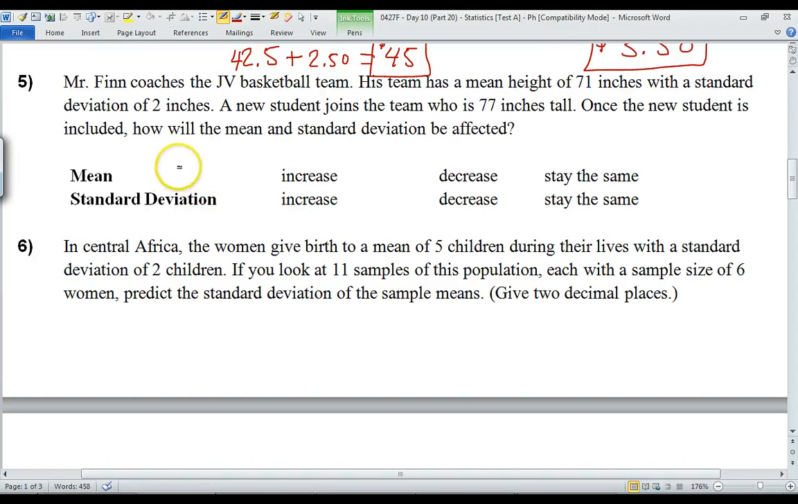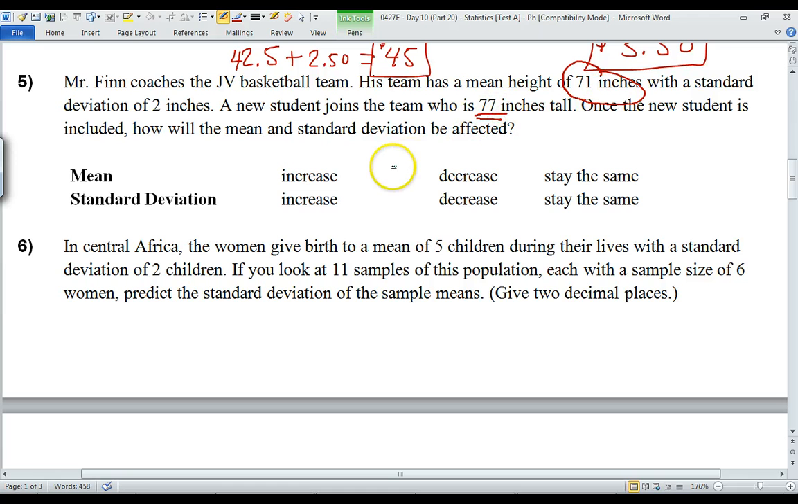Number 5. Mr. Finn coaches the JV basketball team. His team has a mean height of 71 with a standard deviation of 2 inches. Okay? That means most of the kids are going to be, if I add 2, subtract 2, between like 73 inches and 69 inches, somewhere in there. The majority of the kids will be in that range. What if a new student joins the team 77 inches tall? That's significantly taller than the vast majority of all the other kids. Maybe taller than any other kid. Okay, so he's sort of an outlier, right?